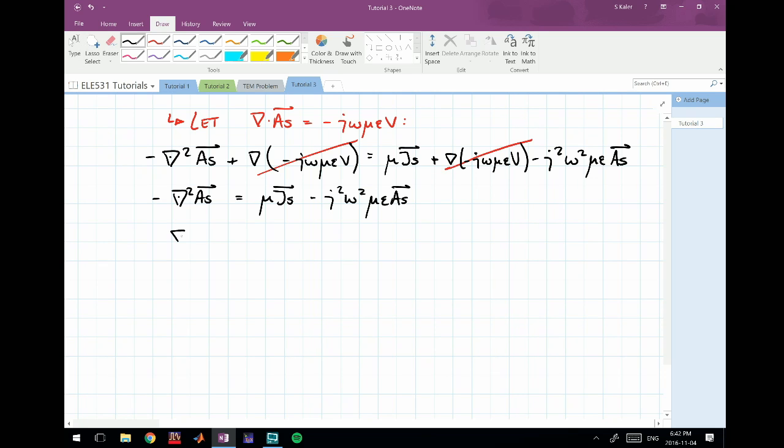So I get this minus, I'll bring this plus j squared omega squared mu epsilon A_s here, and this will be mu J_s.